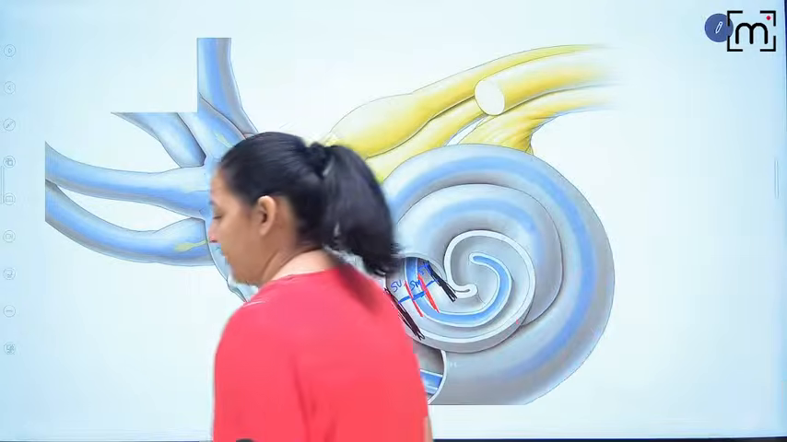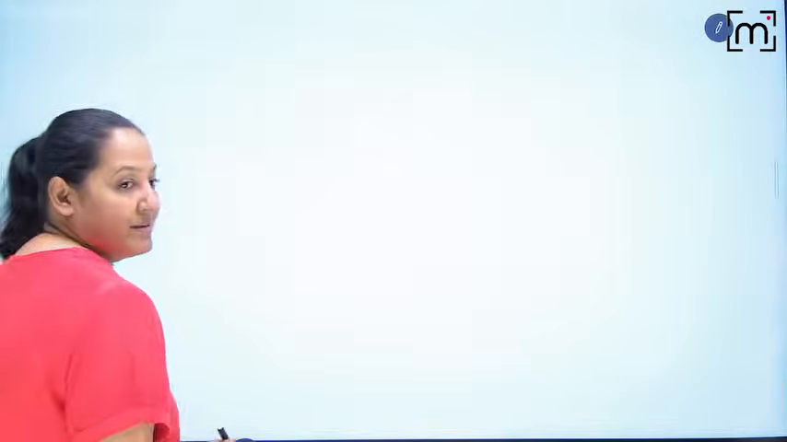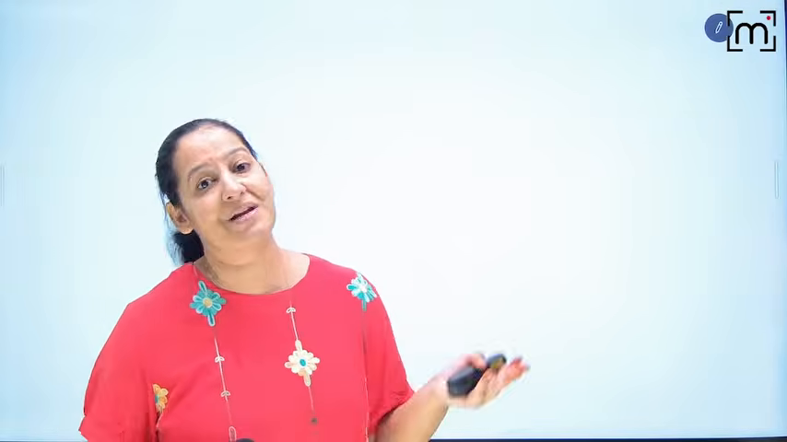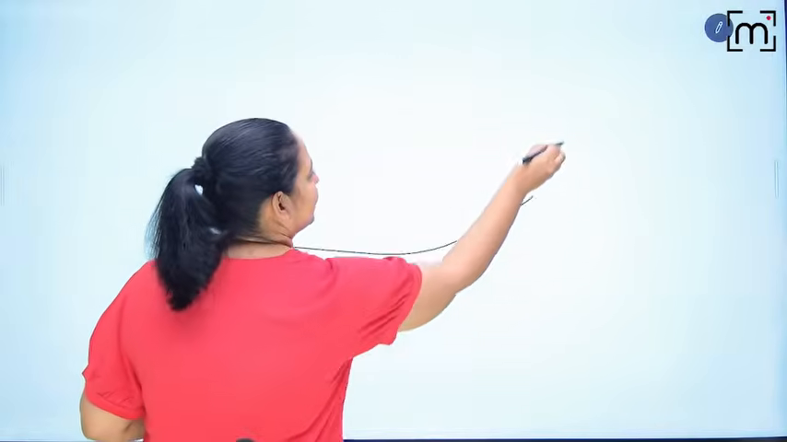I will try to draw for you people. You have to understand this. If you understand this, then only I will teach you the test. Otherwise, if I jump to the test and you don't know the structure of the cochlea, how will you interpret the test? People, understand. So suppose this is the cochlea.